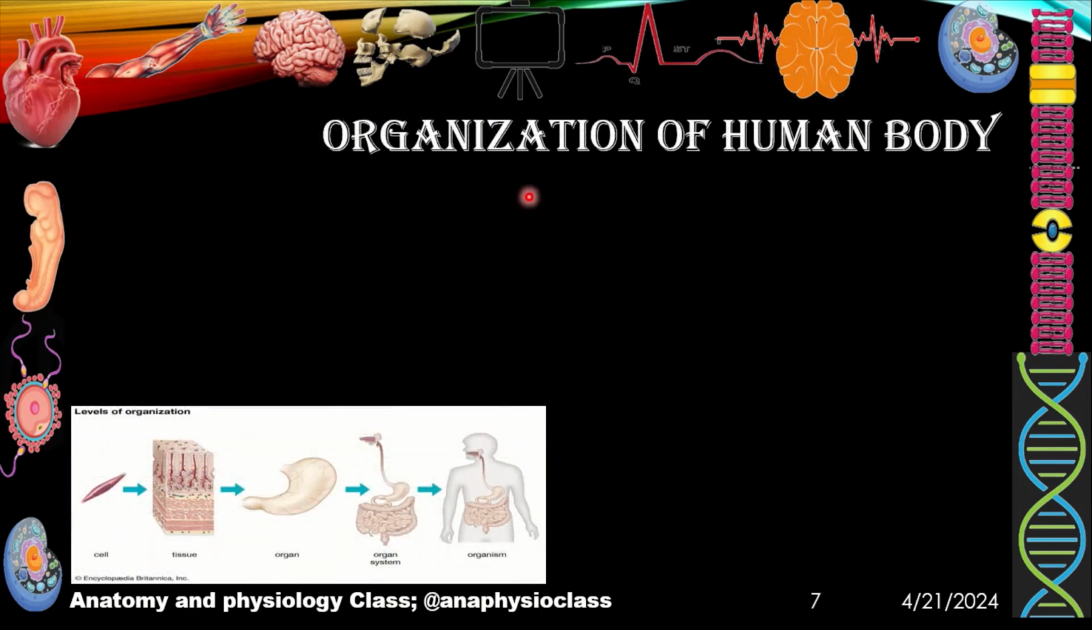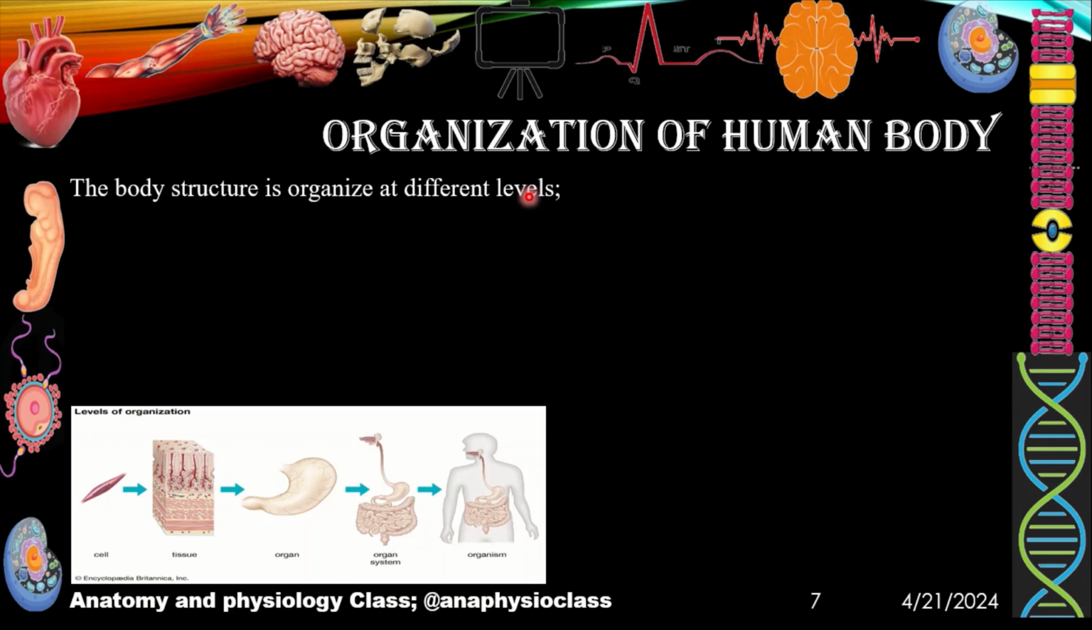So, organization of the human body. How is the human body organized? What makes up the human body? The human body is organized at different levels, but the first level of organization of the human body is the chemicals, though we didn't mention it here.